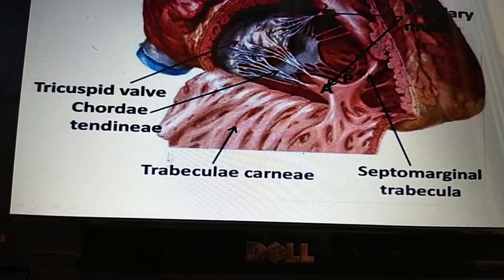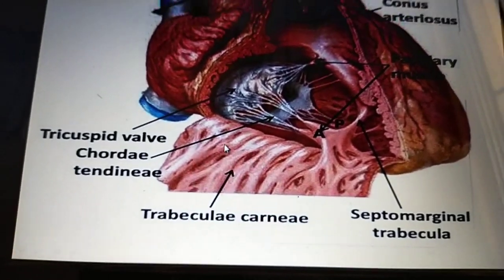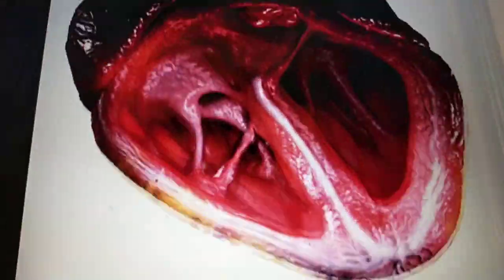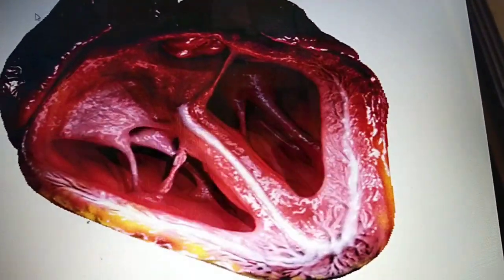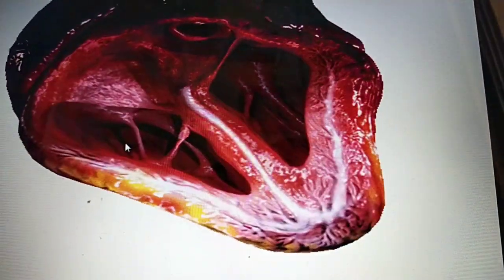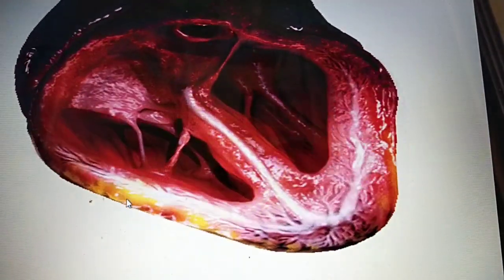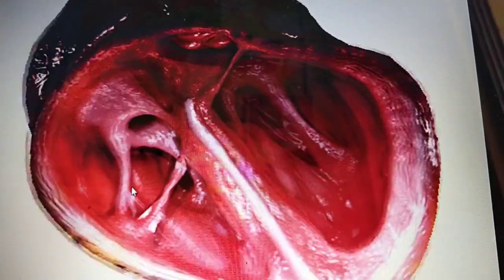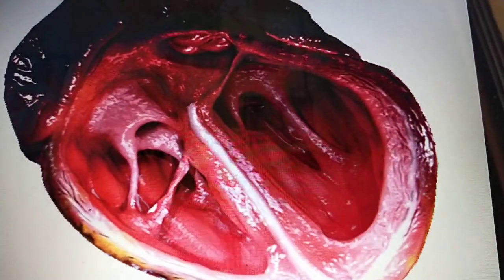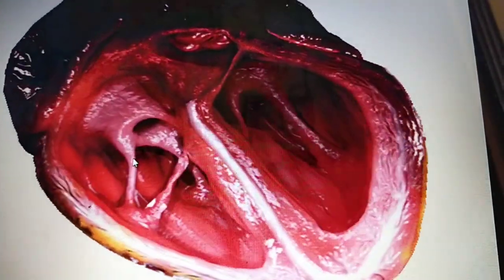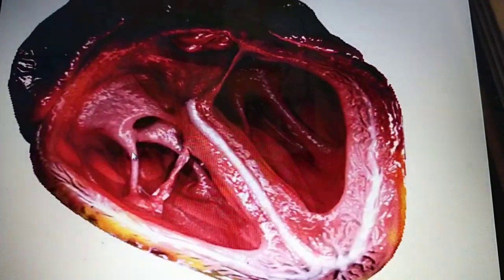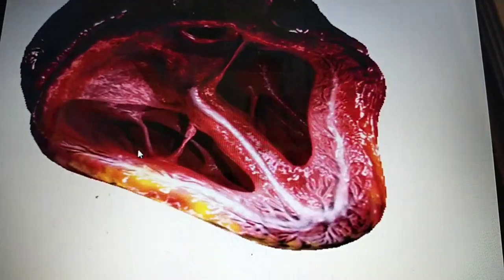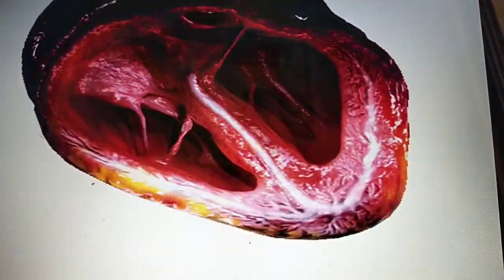This is about the structures of the ventricle, the inner structures of the ventricle, and you can easily make them out. These are the papillary muscles. Papillary muscles are nothing but the long projections of the ventricle wall, and these projections are attached to the chordae tendineae. The chordae tendineae anchor the wall of the atrioventricular valves.